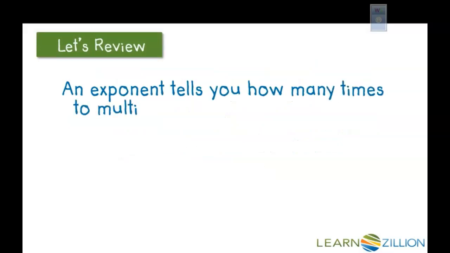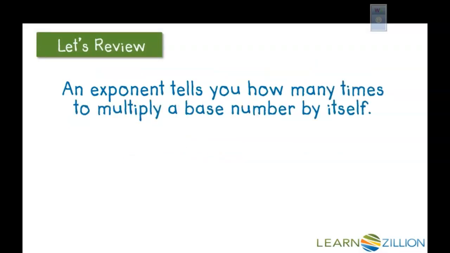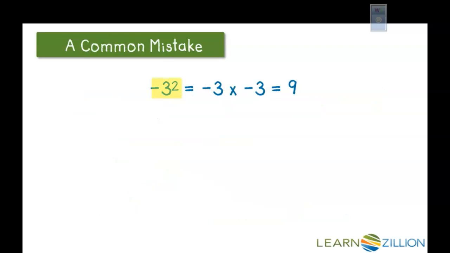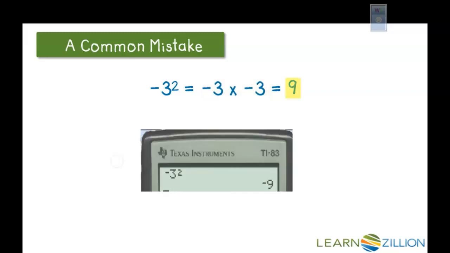Remember, an exponent tells you how many times to multiply a base number by itself. So we can summarize a multiplication statement of 2 times 2 times 2 times 2 times 2 with 2 as the base and 5 as the exponent, also called a power. So let's look back at our question. If negative 3 is the base and we raise it to the second exponent, that should mean we multiply negative 3 times itself and get 9, right? So why does our calculator say negative 9?